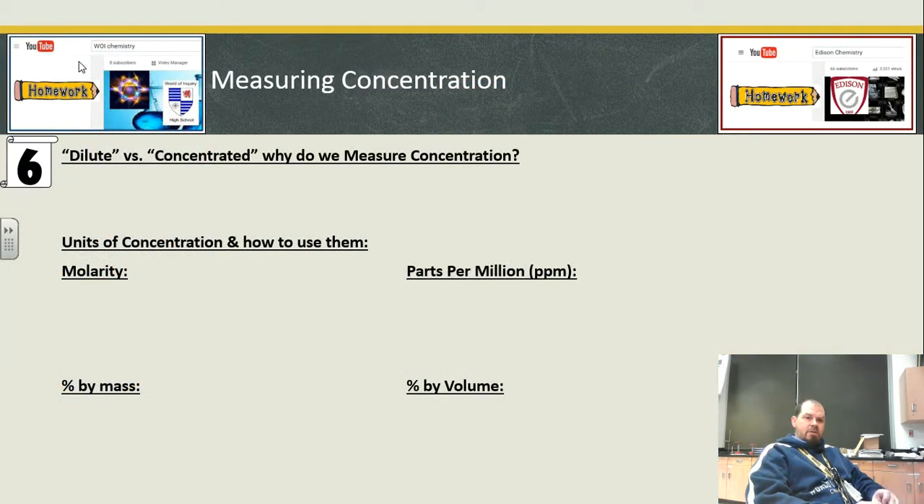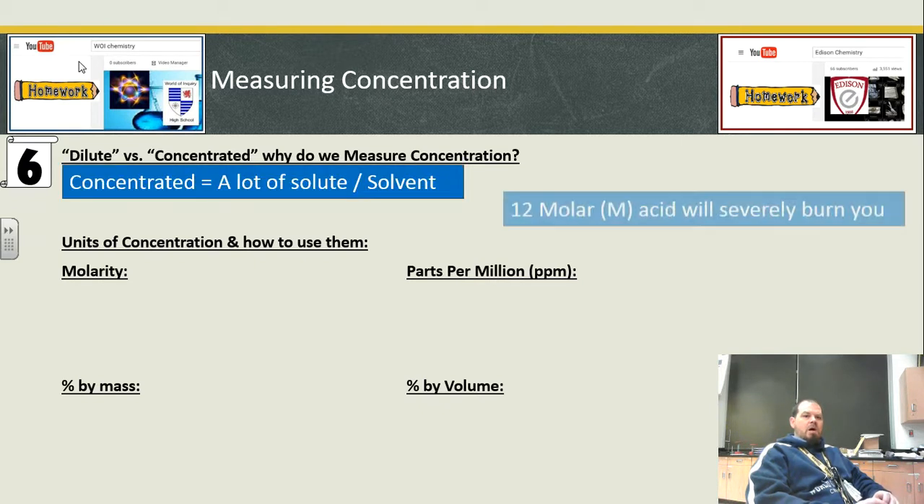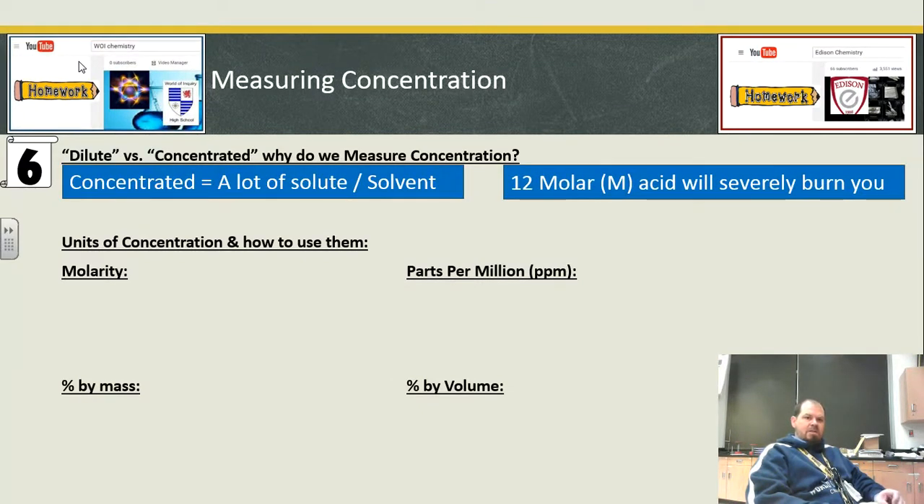So first, dilute versus concentrated. We need to understand what's going on here. Concentrated means there's a lot of solute in my solvent. If you take like 4 packets of Kool-Aid and put it in the normal amount of water, you just made some super concentrated Kool-Aid. That's what concentrated means. So more stuff per volume. If there's more stuff, then there's more potential to cause reaction or more potential to cause harm.